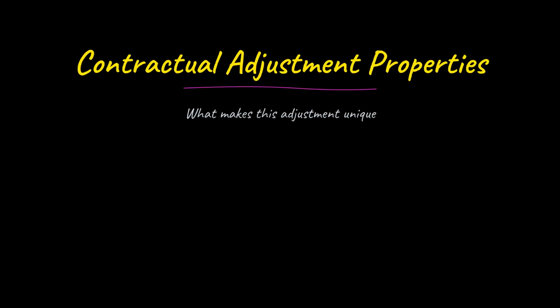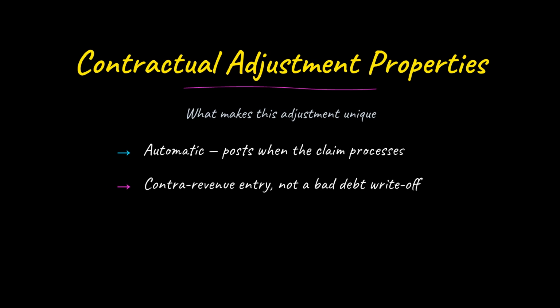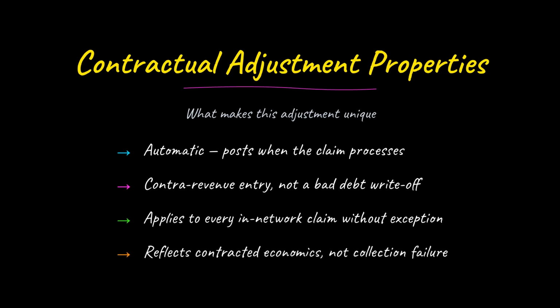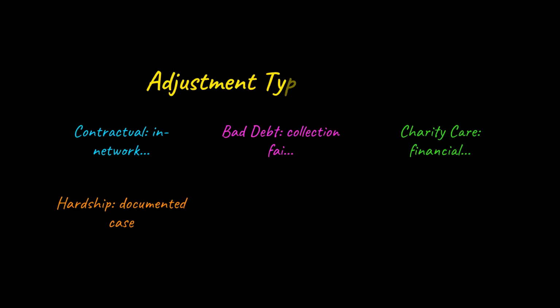The contractual adjustment is a contra revenue entry, which means it reduces gross revenue to the contracted net revenue level. It does not signal any failure. It is simply the expected accounting outcome of participating in an in-network agreement.